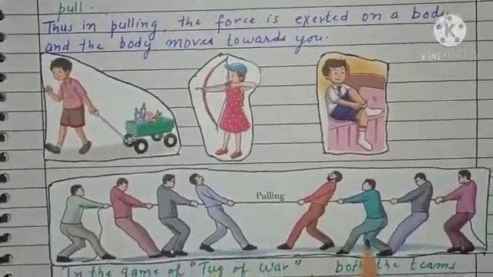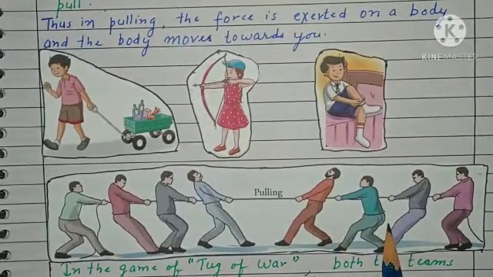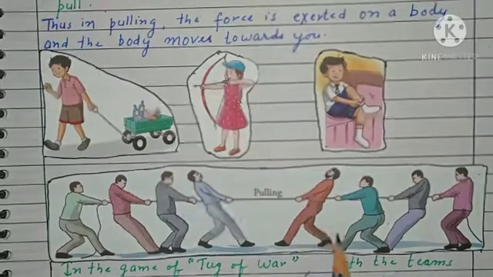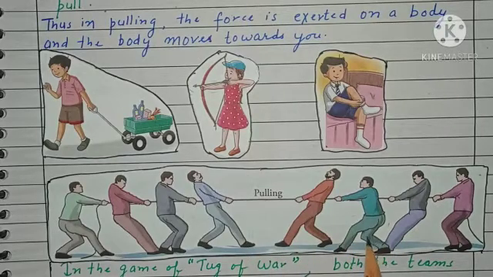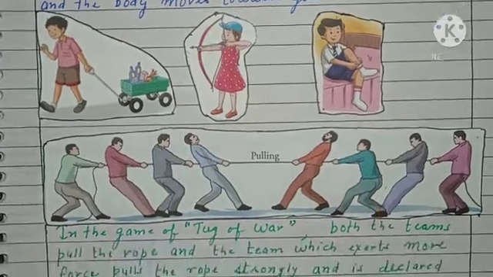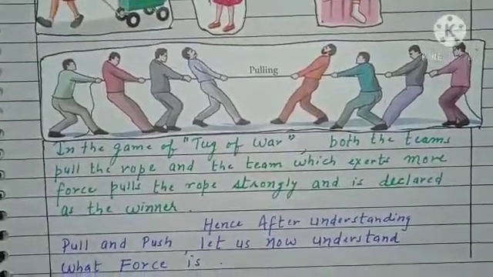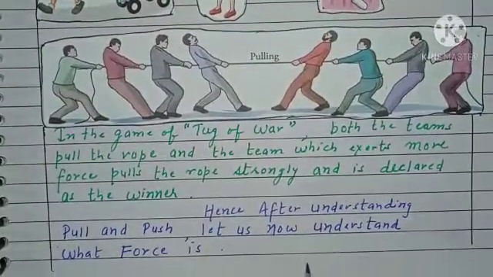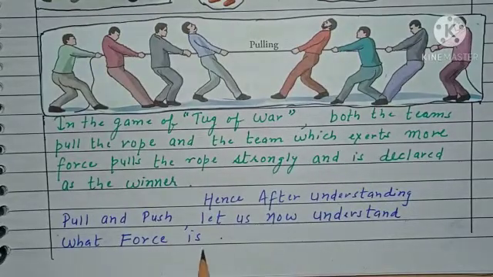In the game of tug of war, both the teams pull the rope and the team which exerts more force pulls the rope strongly and is declared as the winner. Hence, after understanding pull and push, let us now understand what force is.